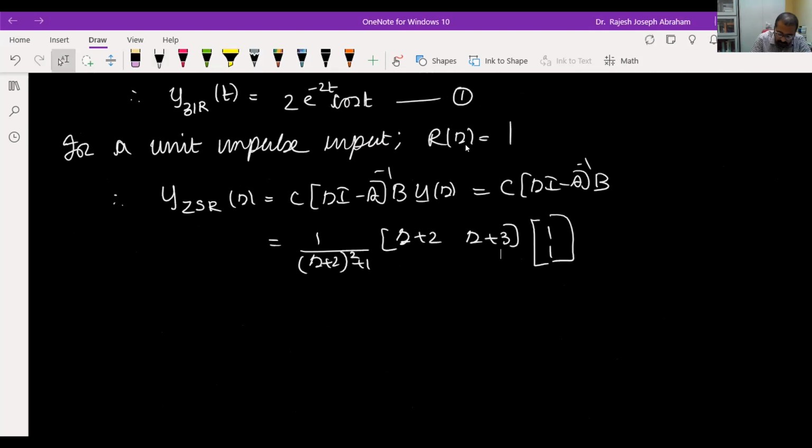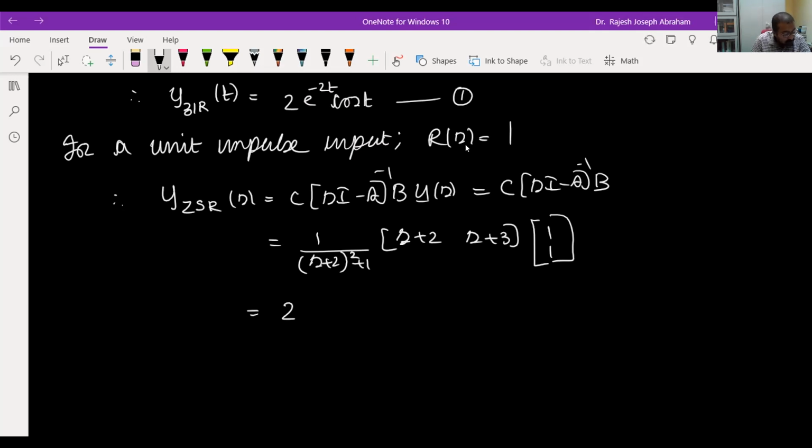B is 1, 1. Okay. So if you simplify this, what will you get? You will get, just do a multiplication. Okay, it's very easy. This into this plus this into this and this into this, whole divided by this denominator.